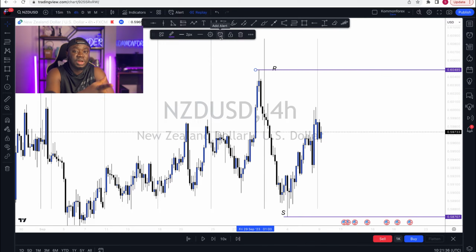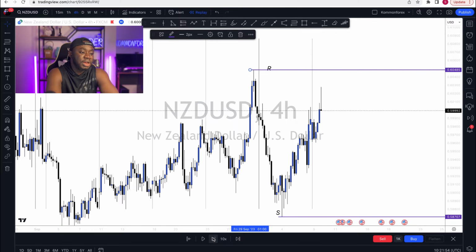It means that if the market gets to that price, I also receive a notification that the market has gotten to my resistance. So I can now go there and then decide to wait for my confirmation or decide to take a trade. It all depends on what the market is doing there and then. So now all we need to do is wait. That's all we need to do.